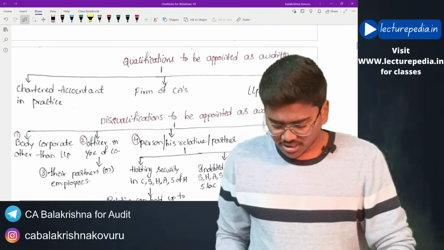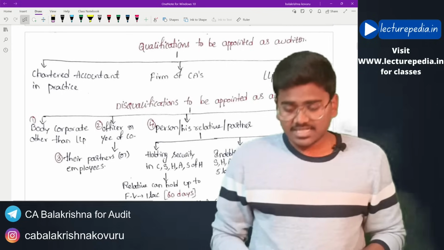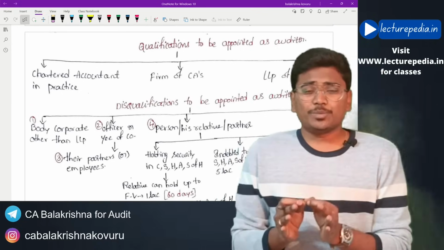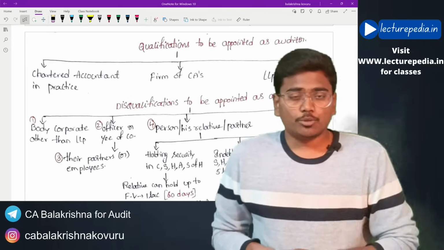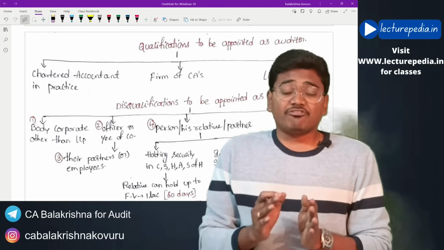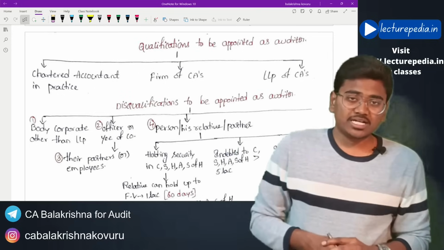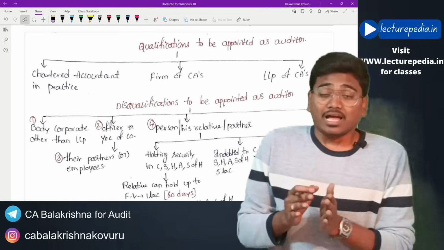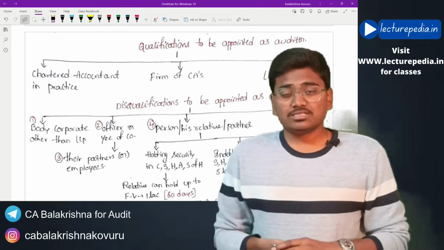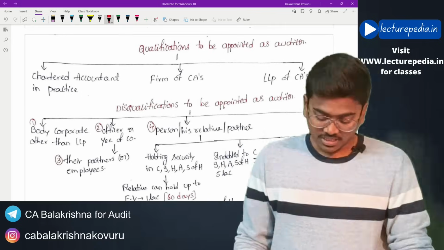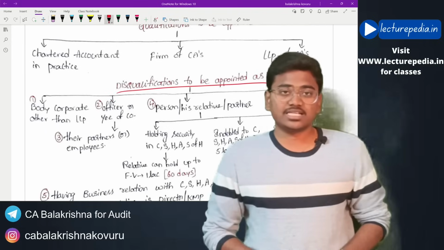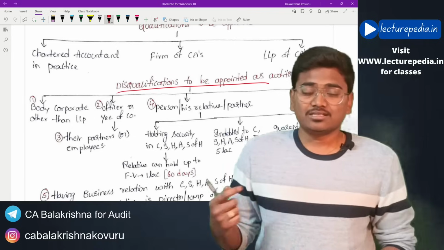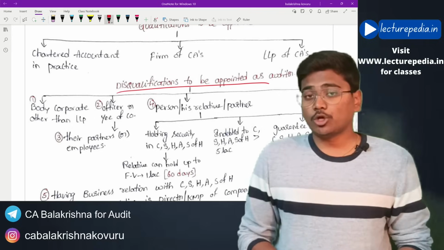Next, what are the qualifications to be appointed as an auditor? First of all, you should be a chartered accountant in practice. Only a chartered accountant in practice can be appointed as an auditor. Even a firm of chartered accountants can be appointed as auditor, and even an LLP of chartered accountants can be appointed as auditor. And there are also certain disqualifications to be appointed as an auditor. If the person possesses these disqualifications, he cannot be appointed as an auditor.